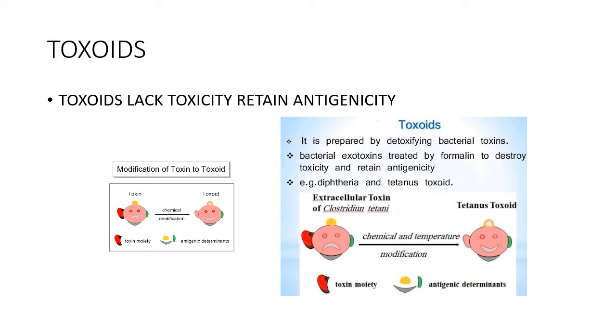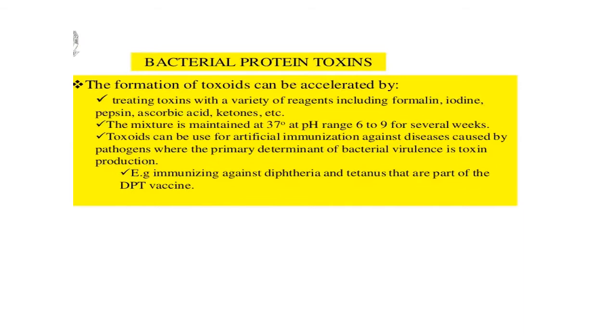Here, this is the picture showing the formation of the toxoid, which can be used for vaccine production. This can be produced by inactivating the toxins by formalin, iodine, pepsin, ascorbic acid, ketones. The mixture is maintained at 37 degrees at a pH range of 6 to 9 for several weeks. And the classical example, as I have told you, is diphtheria and tetanus, the DPT vaccine.